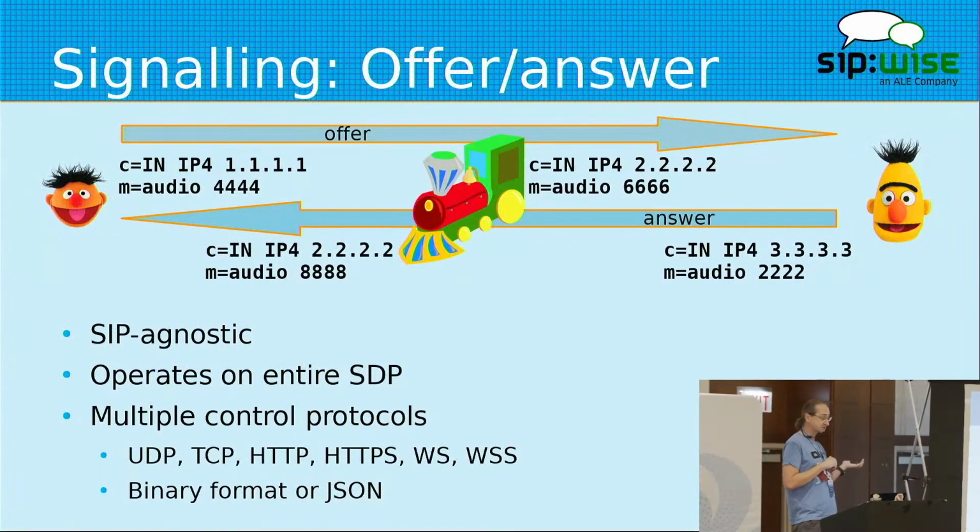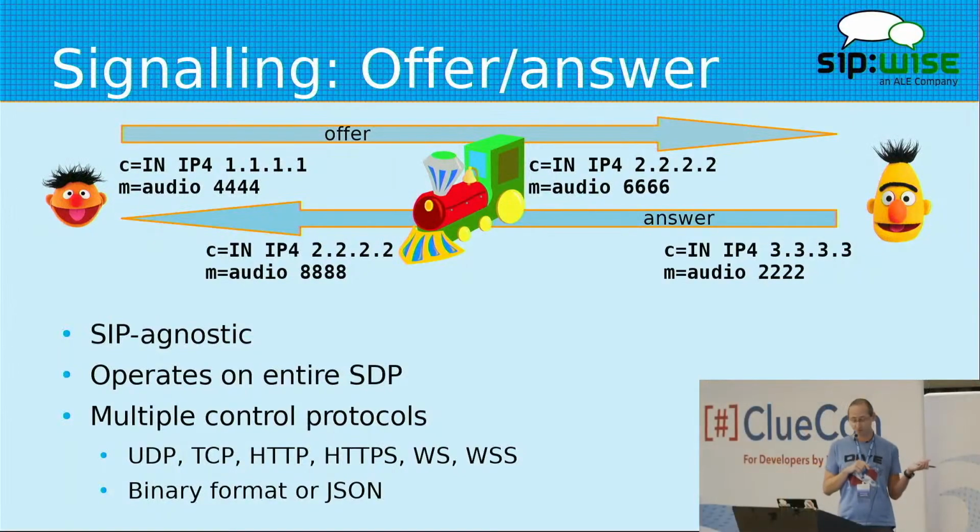Control protocols, we have a number of them: UDP, TCP, even HTTP and WebSocket now. The native protocol is kind of a binary protocol, but you can use JSON now too.